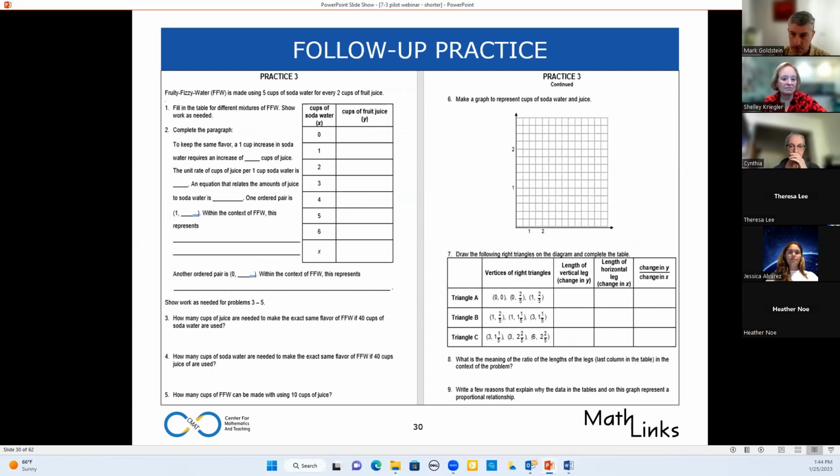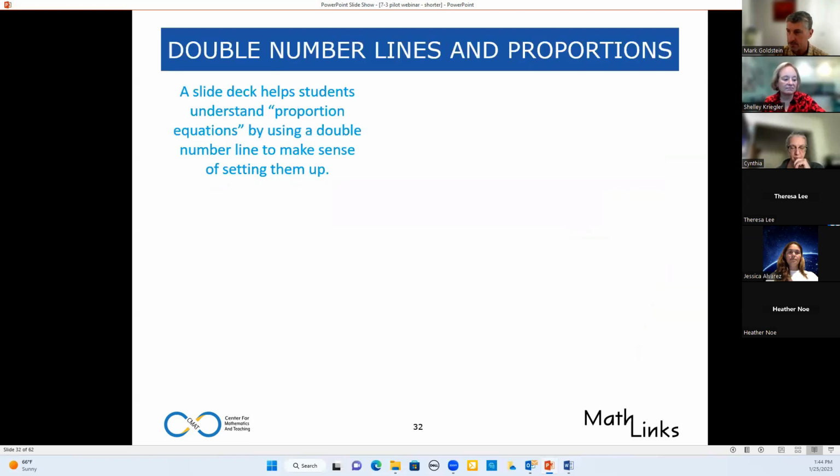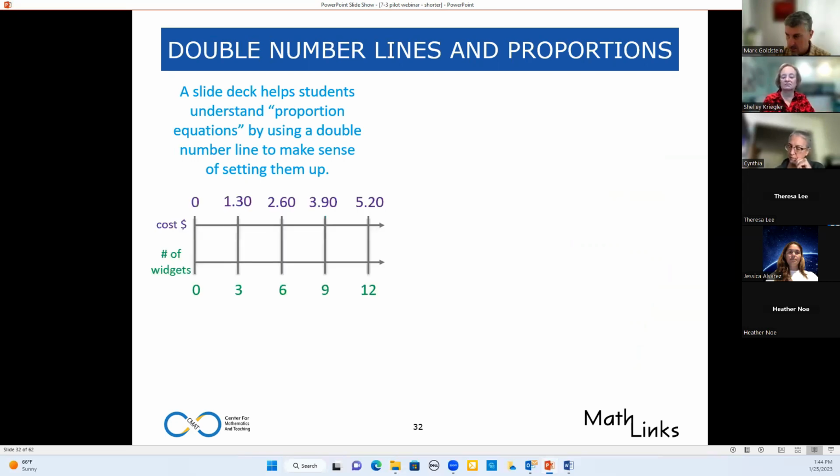It goes on from here, but I want to move to a very quick look at a small part of lesson 3 to finish up the majority of what this student packet looks like. So we use a double number line in this part of the lesson, in this third lesson, to relate a double number line to an equation we call a proportion. So this is not the context at all that students are looking at. This is just to give you an idea of an overview of what we do with the students.